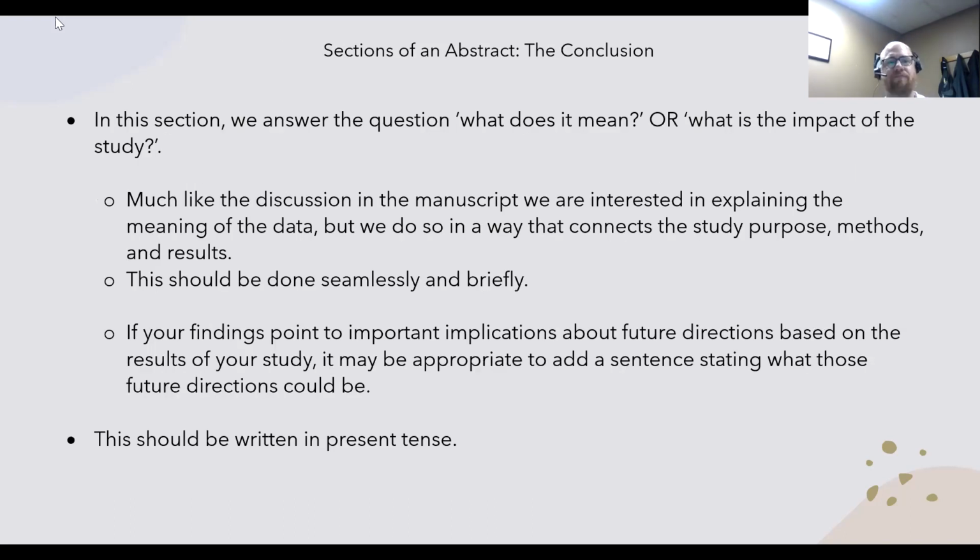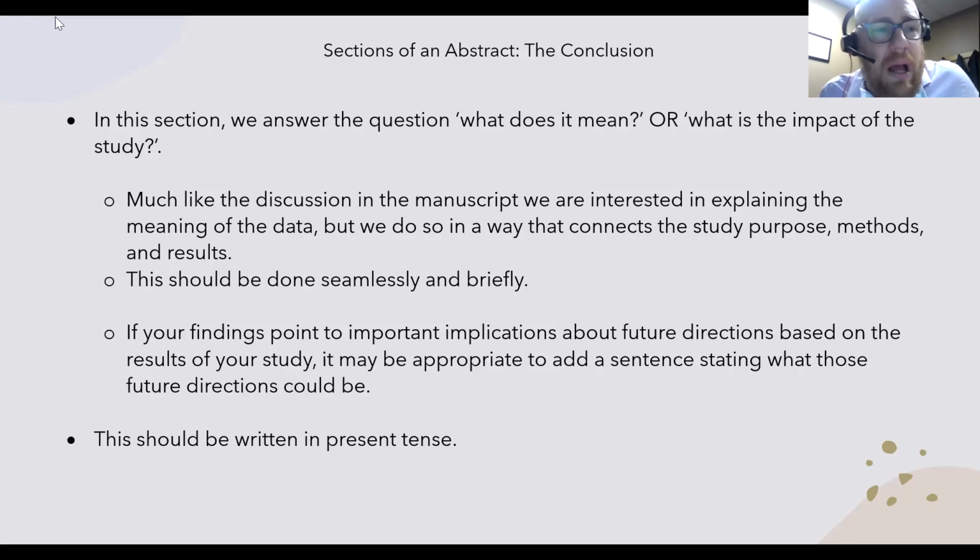Okay, the conclusion. So this is akin to the discussion section within the body of a manuscript, right? So we're answering the question, what does the data mean, or what is the impact of the study, right? Ultimately, we are simply seeking to provide a brief statement about the findings of the study that connects the purpose and the methods and the results together, right? So really ultimately looking to kind of restate the purpose, what we did, right, and what it is that we found, and simply what we can conclude about the study.